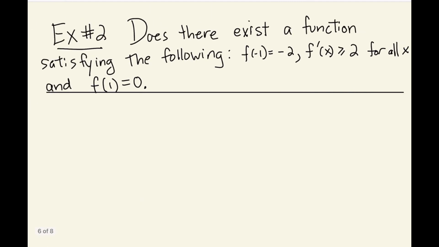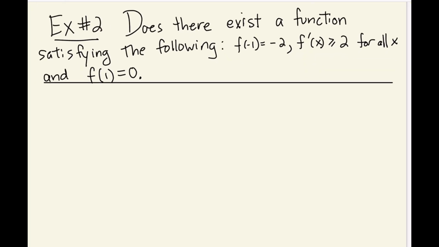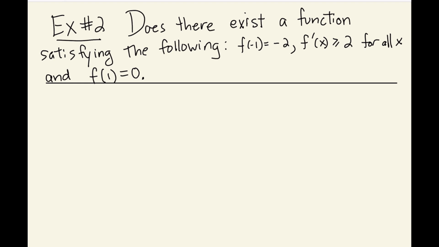So let's do a second example, very similar to the example that we just did. In this example, the question is, does there exist a function satisfying the following? f of negative 1 is equal to negative 2. f prime of x, so the derivative or the growth rate of the function, is always greater than or equal to 2. So this means the function has to grow by 2 units. For every unit I move right, roughly speaking, I've got to move 2 units up. So this is pushing the growth to be faster.